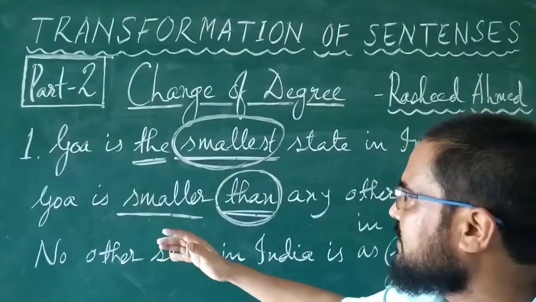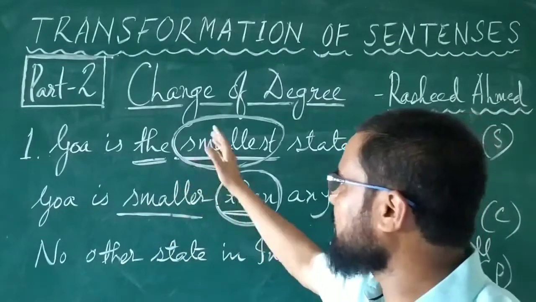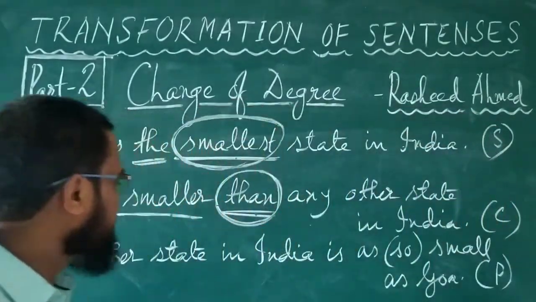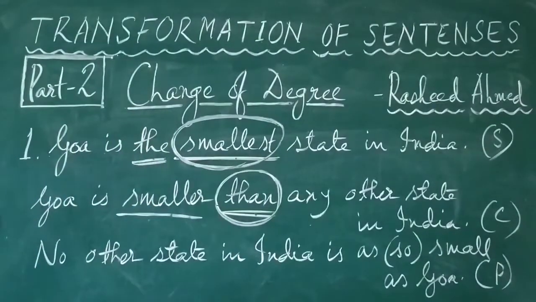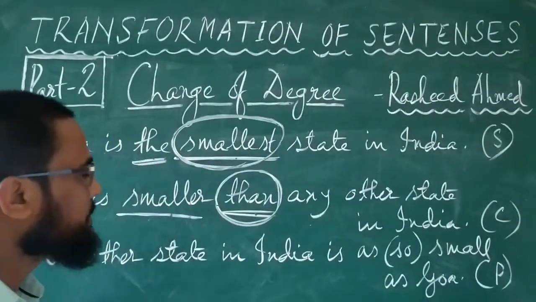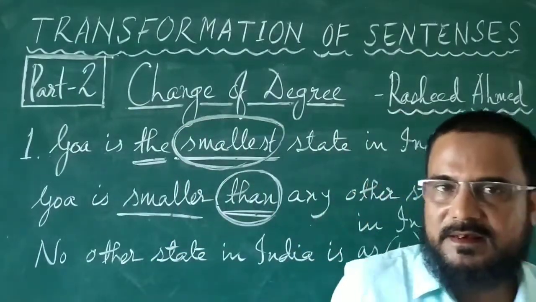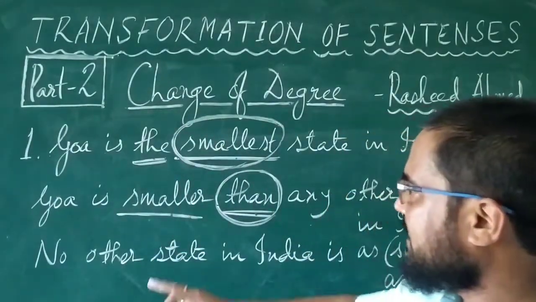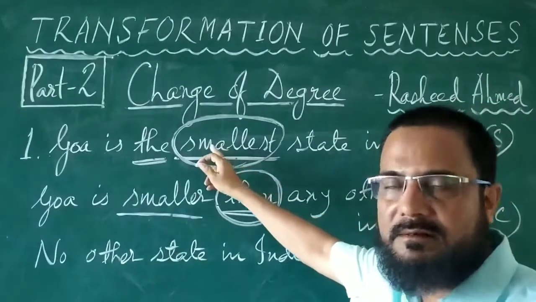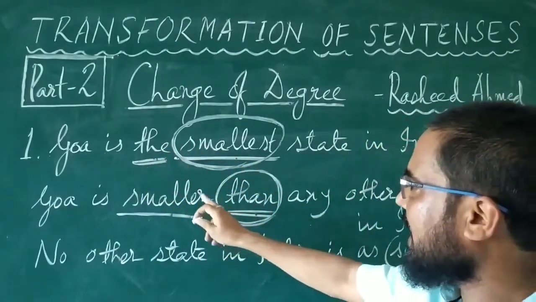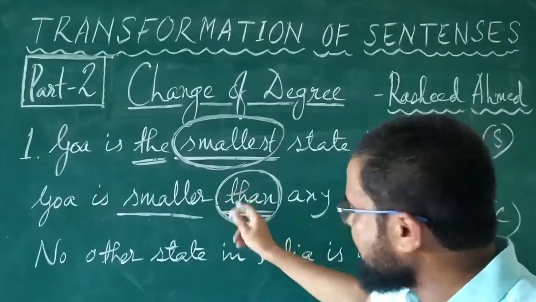Goa is the smallest. Goa is smaller than. Coming to positive degree, we begin with: no other state in India is as small as Goa. See the comparison. In case of superlative degree, before the superlative degree word, "the" is essential. In case of comparative degree, after the comparative degree word, "than" is essential.